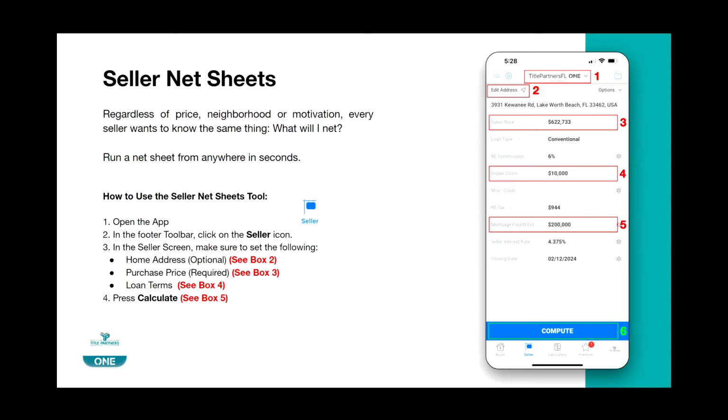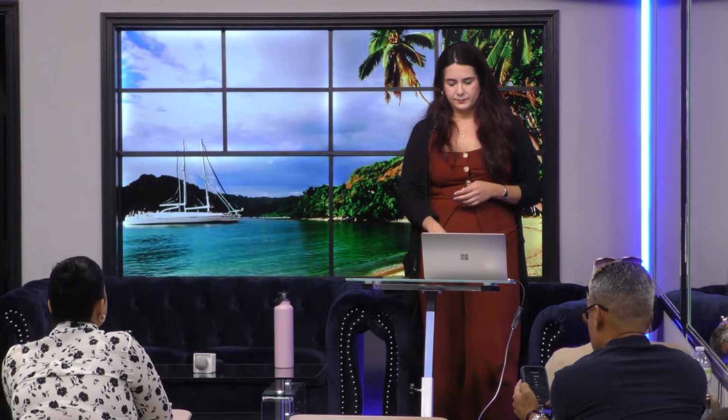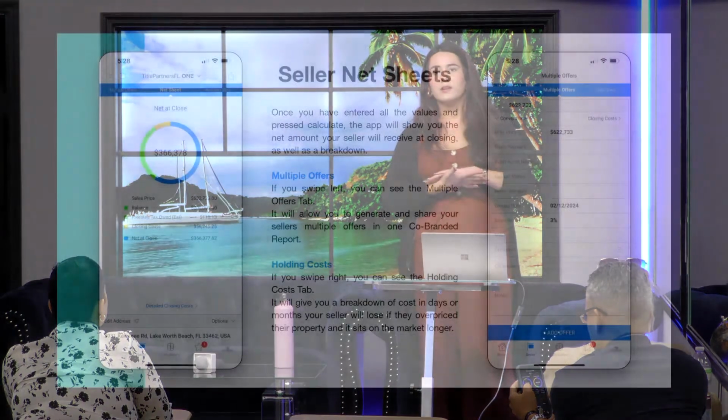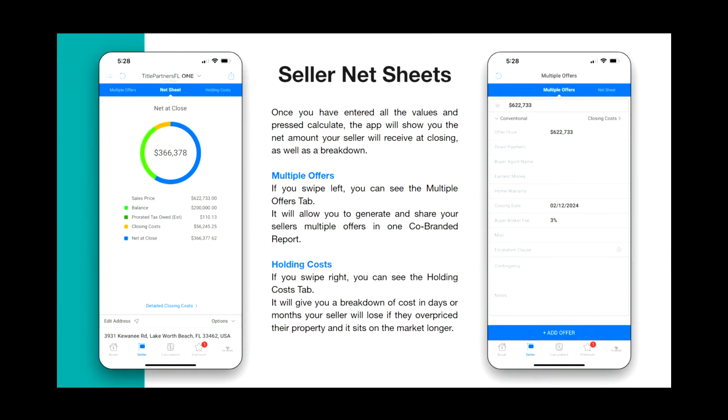Okay, so your seller net sheets. Here you would put the sales price, all the terms of the loan, and if there is a brokerage fee you're going to include, or let's say you're paying an HOA application on behalf of the client, or if you did a credit report, which usually the lenders do, you could put any of those details under miscellaneous costs. Then you have your net, balance, prorated taxes, closing costs, what they're going to net at closing.